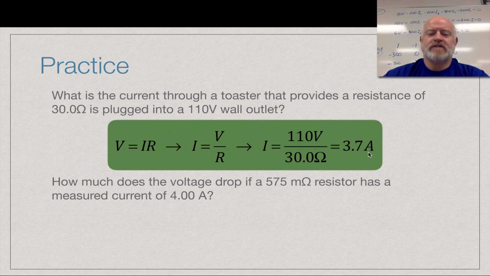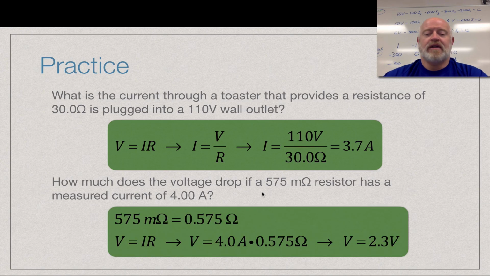Okay. Second one, we had 575 milliohms, so that stands for milliohms. Remember, we can put prefixes in front of any of our units, no matter what they are, even if they're weird ones you've never seen before, and create milli or kilo or centi and that kind of stuff. So we have milliohms here. So 575 milliohms is actually 0.575 ohms. We had 4 amps of current, so the voltage that we're going to get is 2.3 volts on this. Okay.